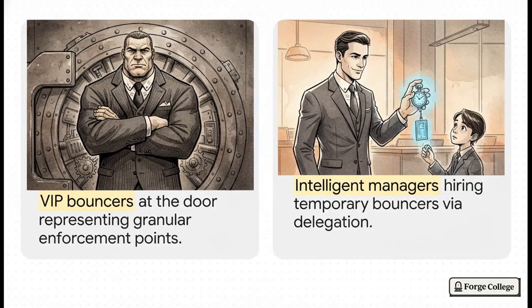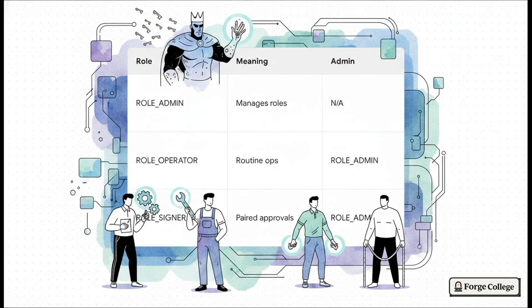To put it simply, think of those granular enforcement points we just talked about, those logic gates, as tough, unyielding VIP bouncers at the door checking IDs. Our delegation patterns, on the other hand, are the intelligent club managers who safely hire a bouncer for just a single temporary shift.